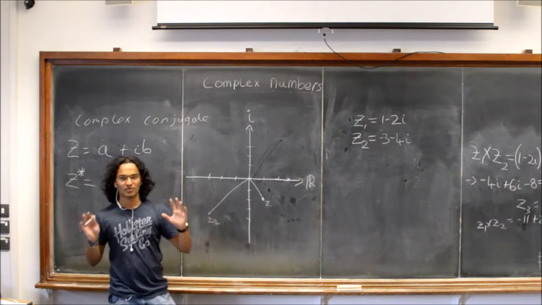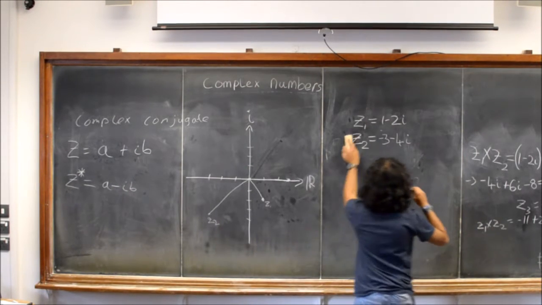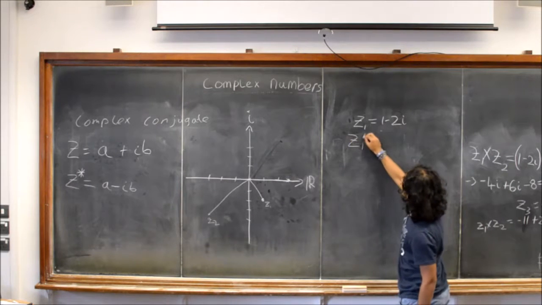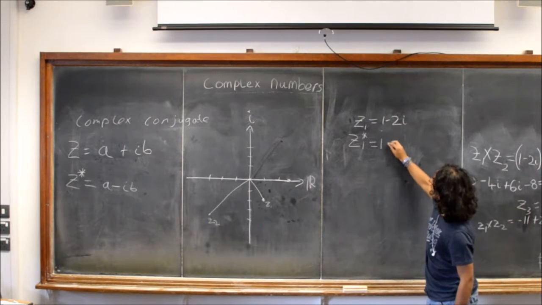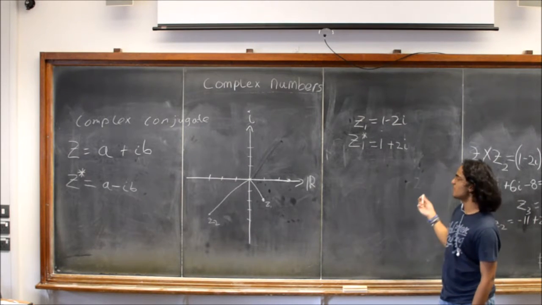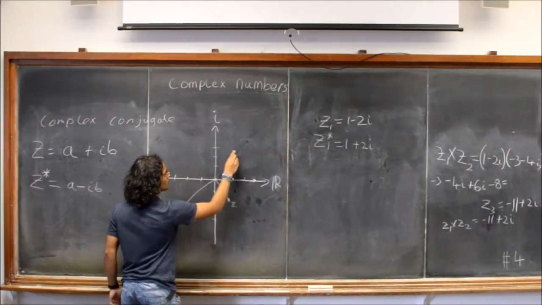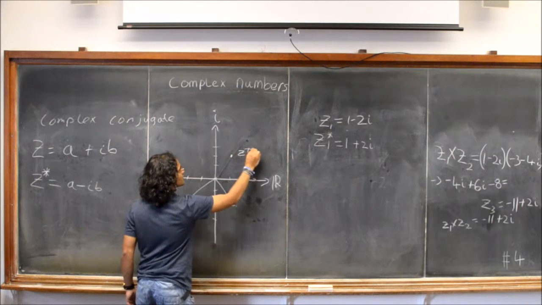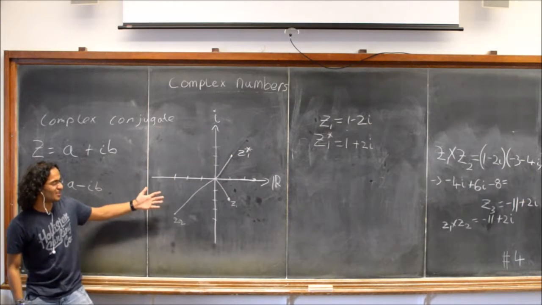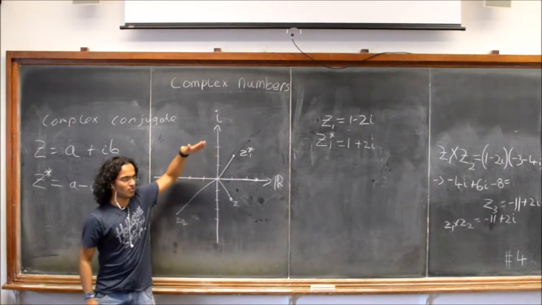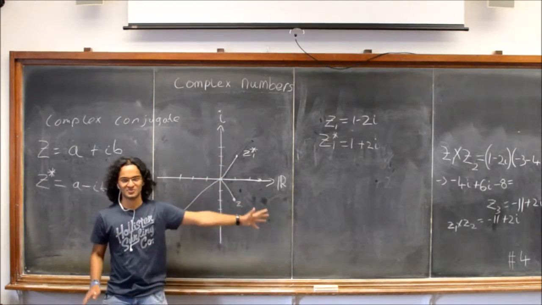So what does that look like on a graph? If we show it here, we take z1. Its complex conjugate is simply going to be the real part stays the same, and the sign of the imaginary part flips. So we get 1 plus 2i instead of minus. What this will look like on the graph is we go along one and up two, and we get this point here, which we can say is our z1 star. And you see, the complex conjugate is simply a reflection in the x-axis, the horizontal axis. It's just flipped like that. That's a complex conjugate graph.